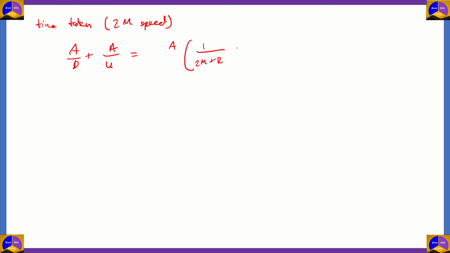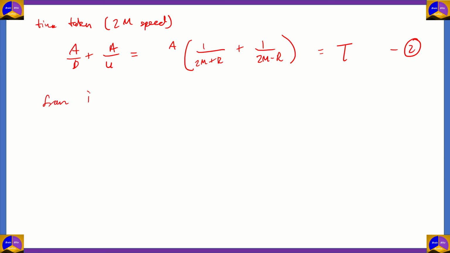Now the time taken when 2m speed is applied will be A by D plus A by U, which is equal to A is common again. So since the speed of the motorboat is now 2m, it'll be 1 over 2m plus R plus 1 over 2m minus R, which is equal to T. We'll consider this to be equation 2.